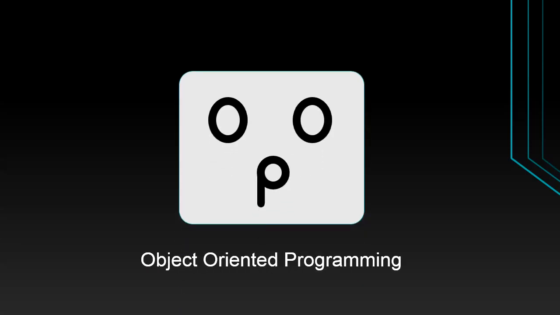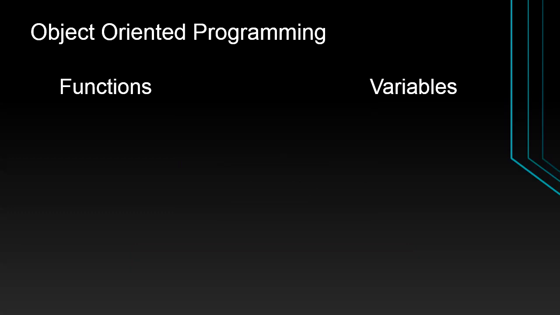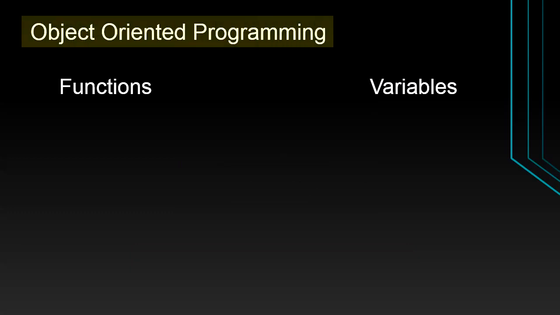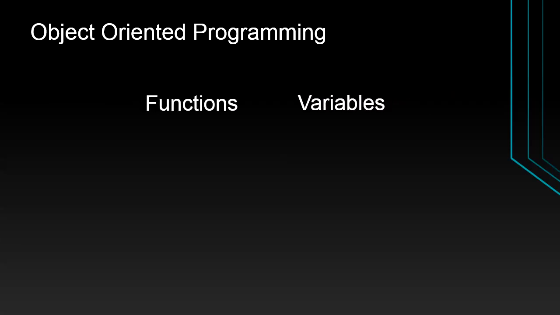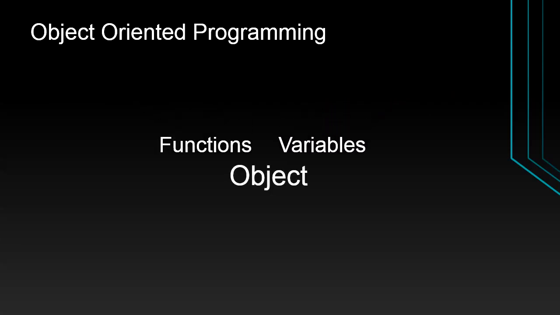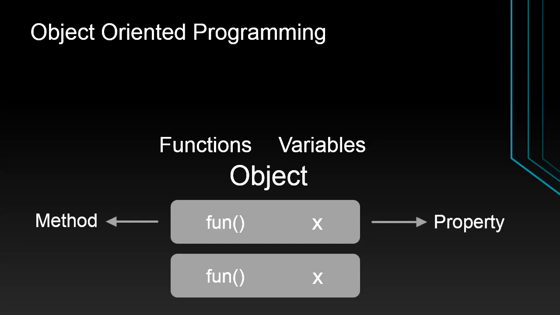To solve this problem, object-oriented programming was introduced. Without further ado, let's start learning object-oriented programming. In object-oriented programming, we combine related functions and variables together as one unit called an object. Each object has its own functions and variables. These functions are called methods and variables are called properties.